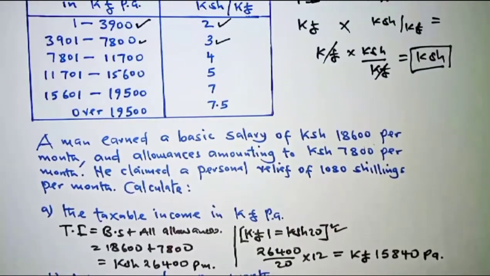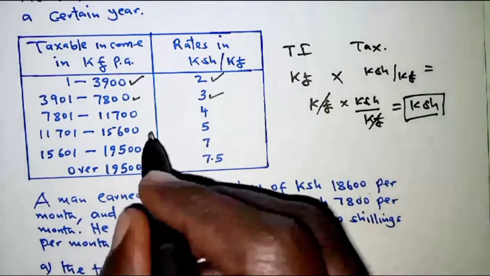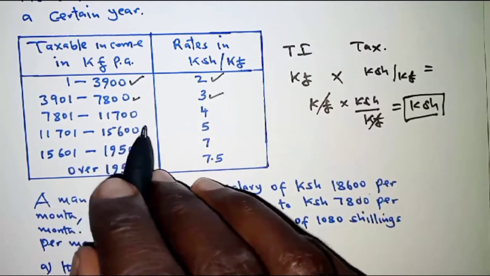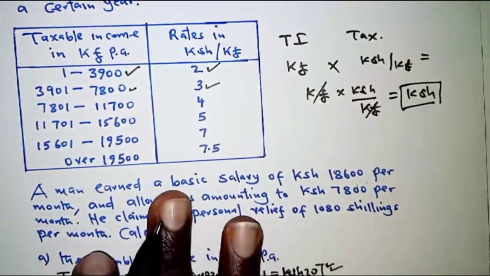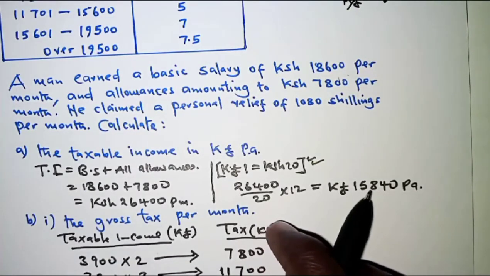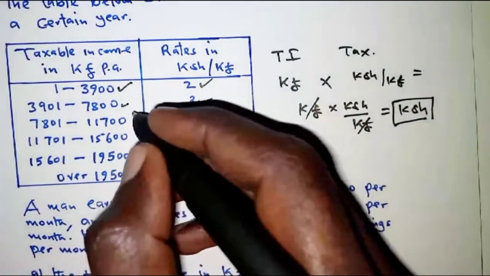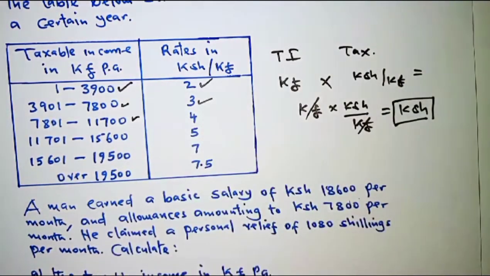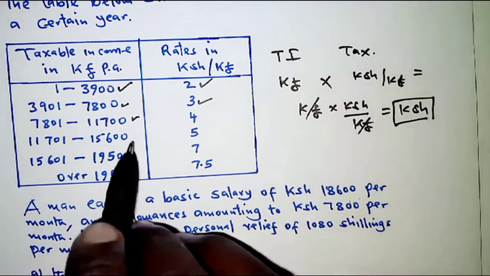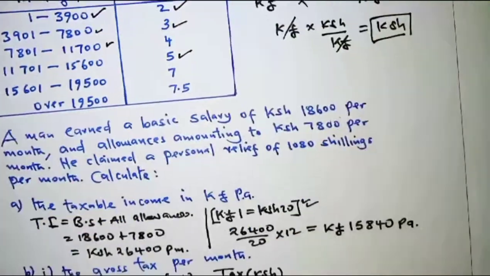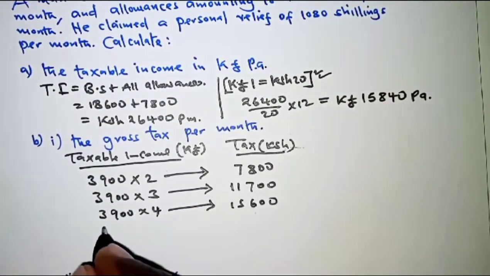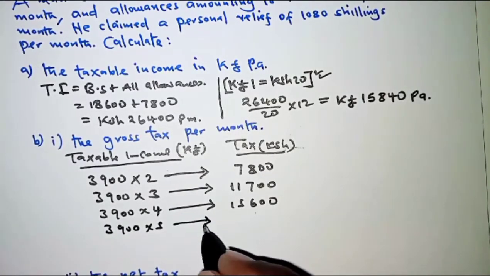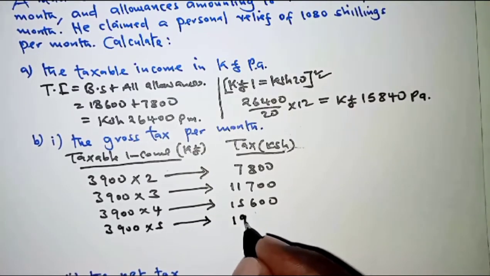So once we're done with that, the next one is 15,600. So for 15,600, we realize it's still less than the taxable income, which is 15,840. So again, we'll take 15,600 minus 11,700, and that is still 3,900. And then we'll have to multiply that by the rate, which is 5. So we have again 3,900 times 5, and that should give us 19,500.